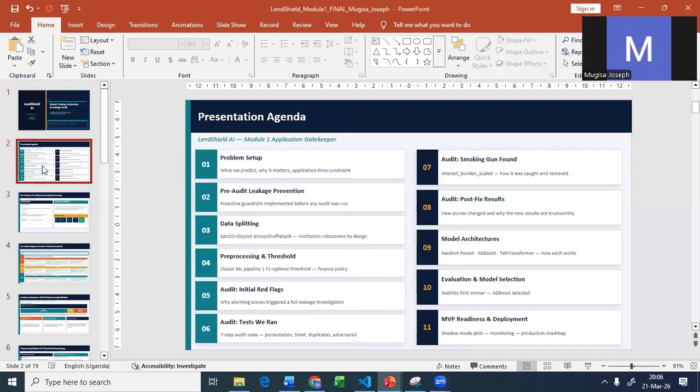Here is the presentation agenda. I have the problem setup through number 11, where I speak about MVP readiness. This is just aligning what I will be going through from number 1 up to number 11.